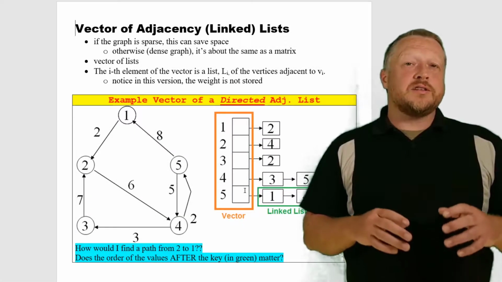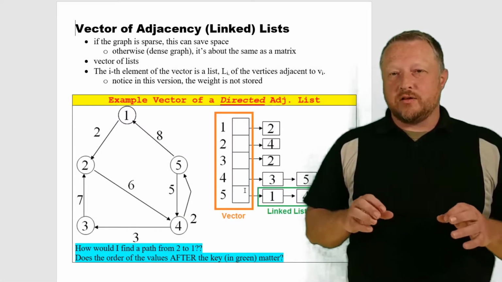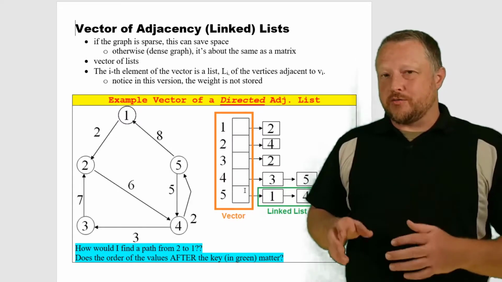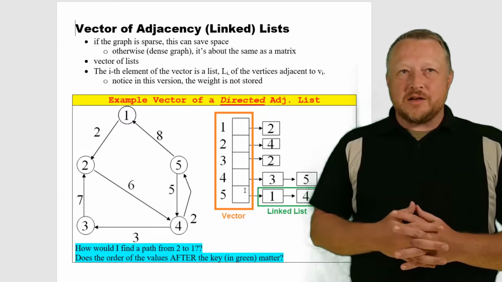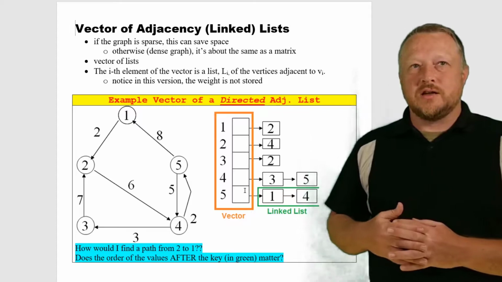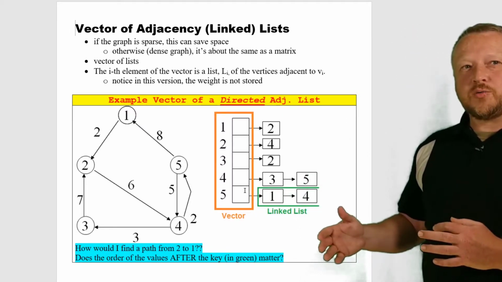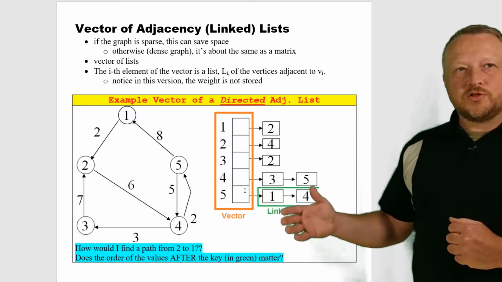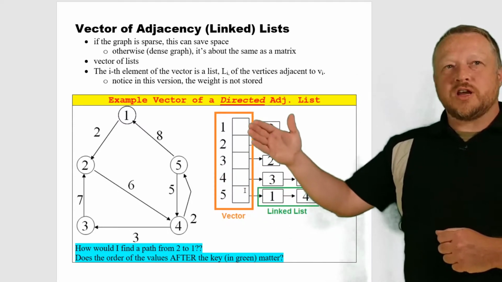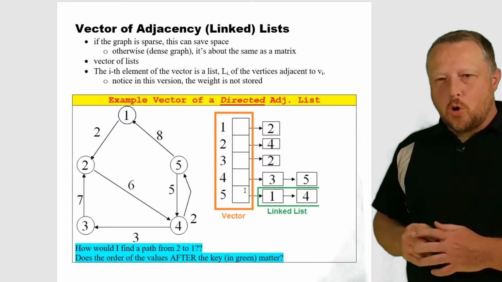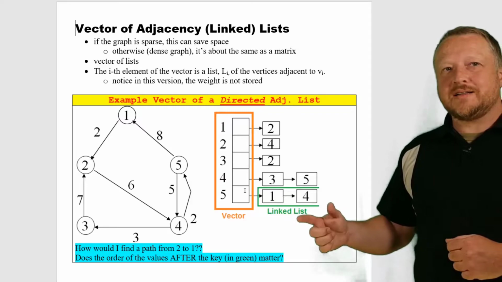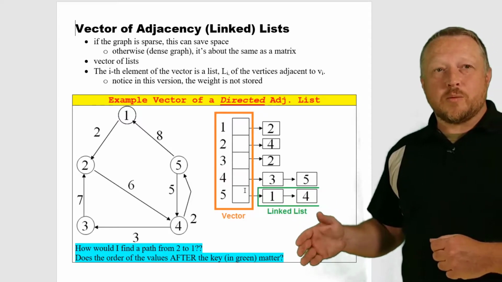So here is the other way of storing our graphs using different data structures. And that is a vector of adjacency linked lists. So think of it this way: same graph, same data, but this time we're going to be using a vector for all of the vertices instead of a matrix, but then they're going to be linked to a linked list of, frankly, what numbers they can reach.